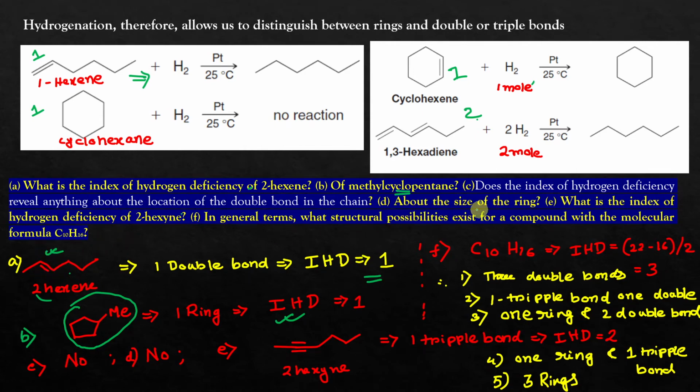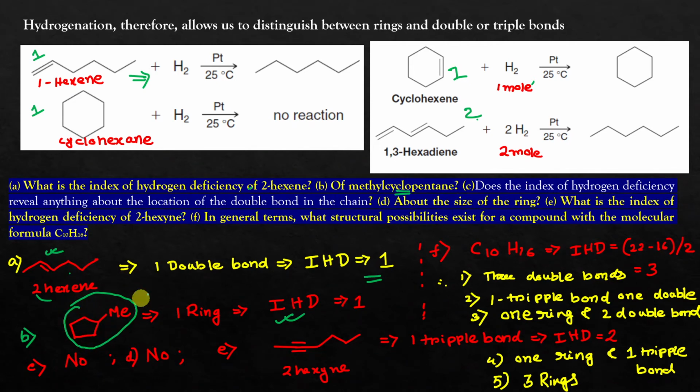Similarly, the IHD parameter will also not be able to tell you the size of the ring, if there is any ring. So that is the question about the size of the ring. Whether it is cyclopentane, cyclohexane, or even cycloheptane, all these compounds will have an IHD of 1 only. So using this IHD, the index of hydrogen deficiency, we cannot tell anything about the location of the double bond or the size of the ring.